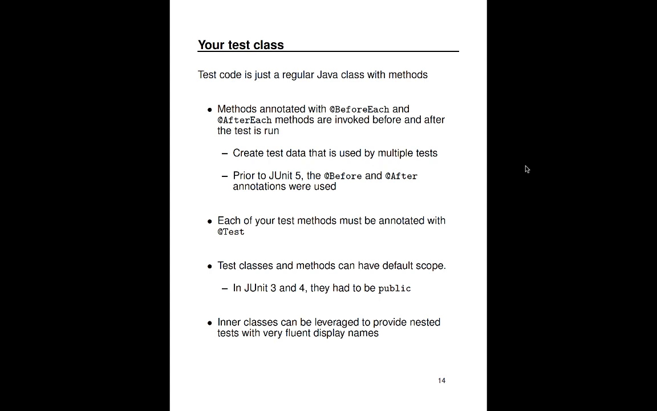And finally, JUnit 5 allows you to use inner classes, which we haven't seen yet, but you will in the reflection lecture. JUnit 5 allows you to have inner classes that allow for nested tests. Depending on what exactly your test scenario is, this can lead to very fluent display names and a quite elegant way to express complex combinations of testing scenarios.